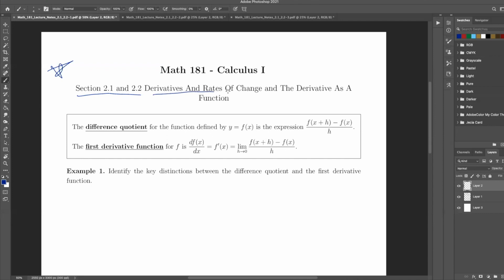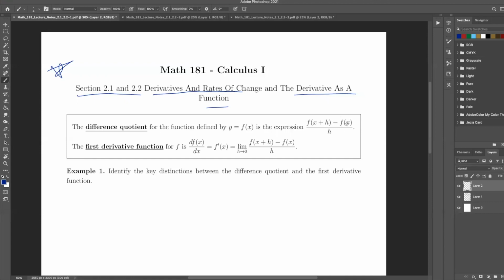So we're going to do derivatives as rate of change and derivatives of function. So here we're going to start defining. The first derivative function is, given the difference quotient, you've done this before, f of x plus h minus f of x all divided by h, and we call this the difference quotient. And your teacher may or may not have hinted that this will turn into your derivative function.